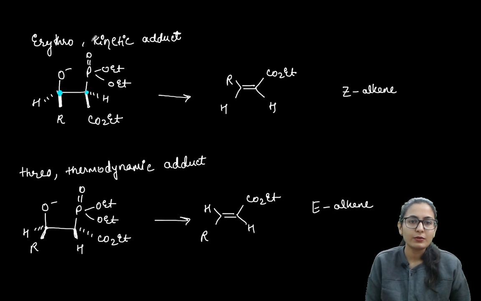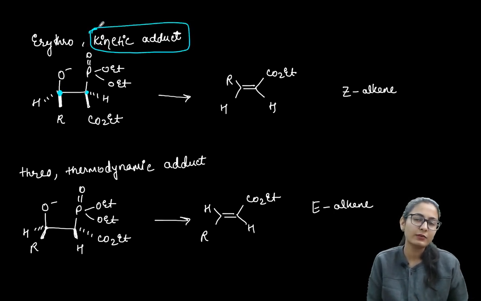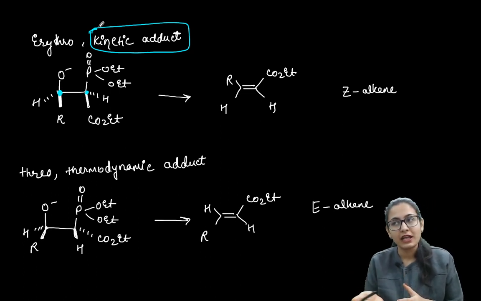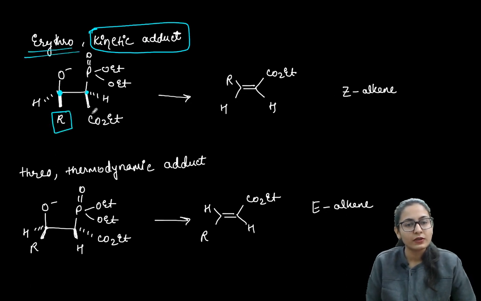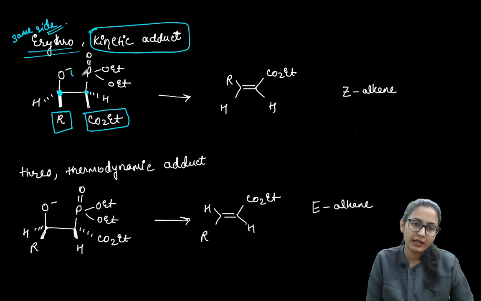So when you have the kinetic adduct, what is the kinetic adduct? Kinetic adduct is one which is basically less stable, but it is formed very quickly. Okay, so kinetic adduct is when you are having the erythro, or let's say both of these groups on the same side. Erythro means on the same side. Okay, so if you are getting both of the R group and the ester group on the same side, and then you do the elimination like this, okay, then you get the Z alkene.